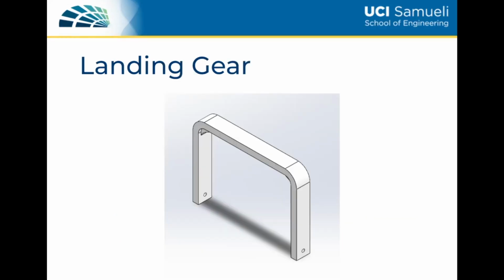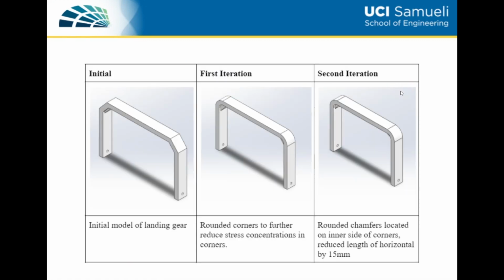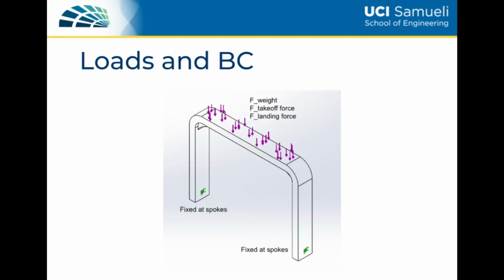The landing gear is the part from which the plane interfaces with the ground. From the initial to the first iteration, the corners were rounded out to reduce stress concentrations, and from the first to second iterations, the chamfers were also rounded out, while also reducing the length of the horizontal by 15 millimeters, which was the length on the underside of the landing gear that was unused.